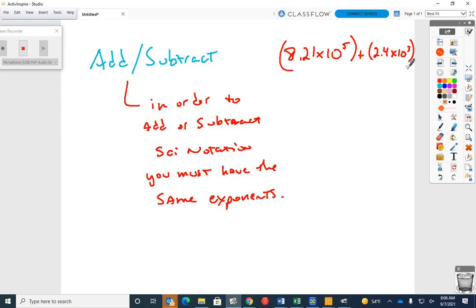Levi? The exponents are the same. Yeah, this exponent needs to be the same as this exponent. Okay? Well, how do you think I can get them to the same? I can either take the 5 down, or I can do what? Take the 3 up. Okay? I'm going to tell you that it's usually easier if you take the smaller exponent and move it up.